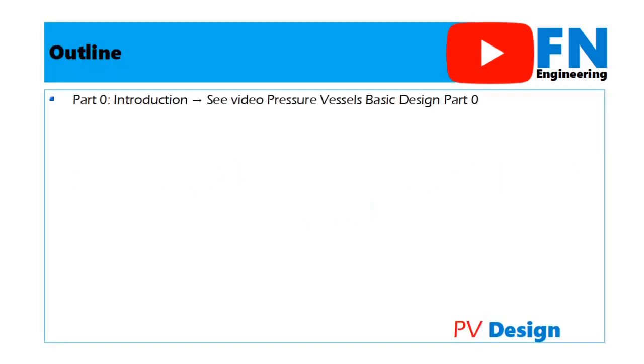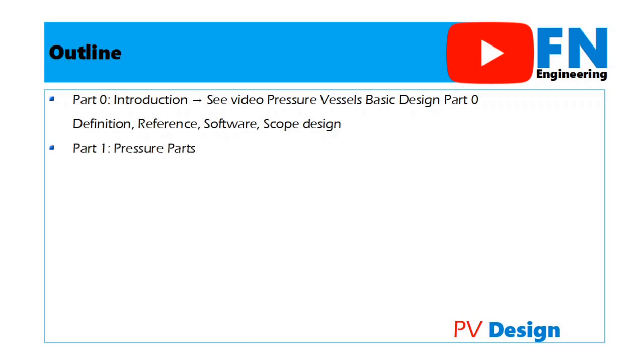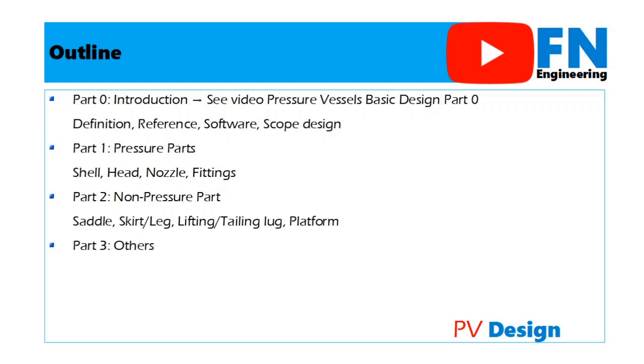Alright, here is our outline explanation regarding pressure vessel basic design. We have described part 0 or introduction, such as definition, reference, software, and scope design. Today, we are going to focus on part 1 or pressure part design. There are 4 main parts of the pressure vessel, namely shell, head, nozzle and reinforcement, and flange and fittings. After that, we will discuss part 2 or non-pressure part and part 3 or other design.